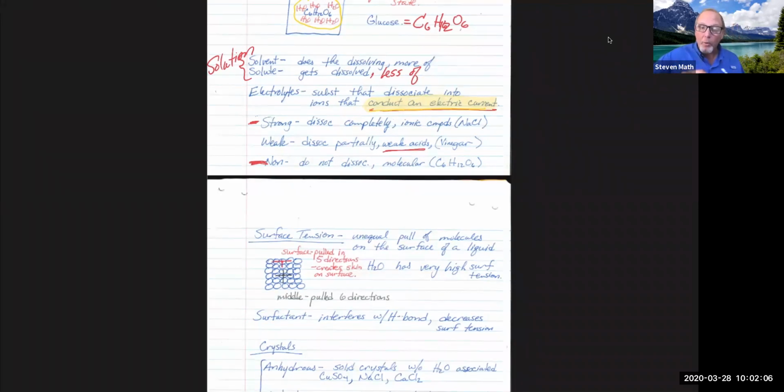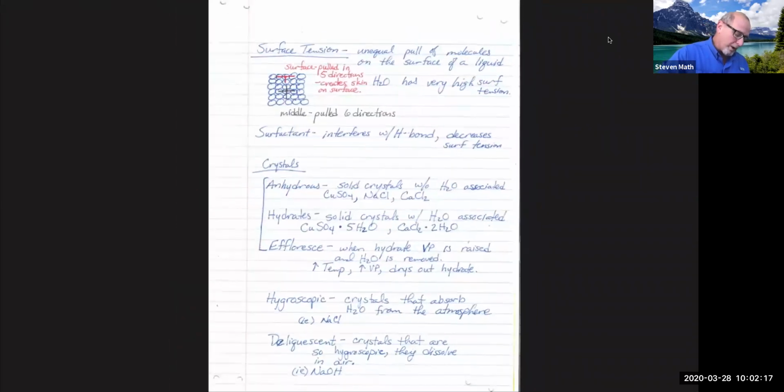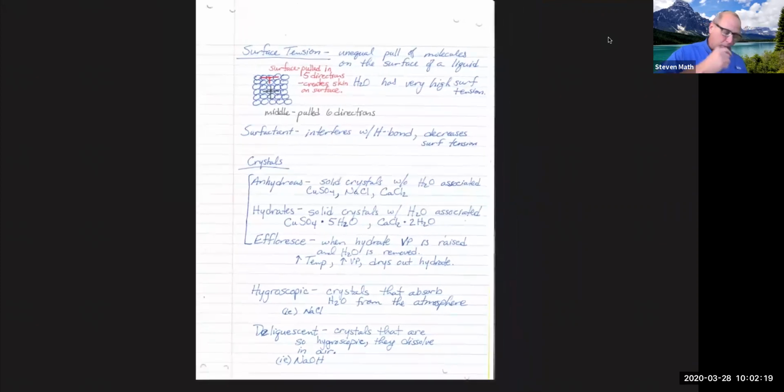And as I said, we're going to get into those properties a little bit more in our next video tomorrow. So that being said, why do we worry about water? What makes water such a unique substance? Well, water has surface tension. And this is really unusual. I think this was another one of your vocab terms. What it is is the unequal pull of molecules on the surface of a liquid.